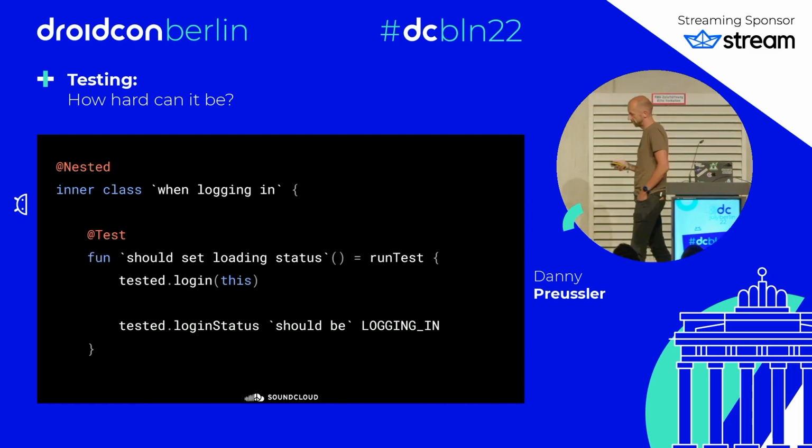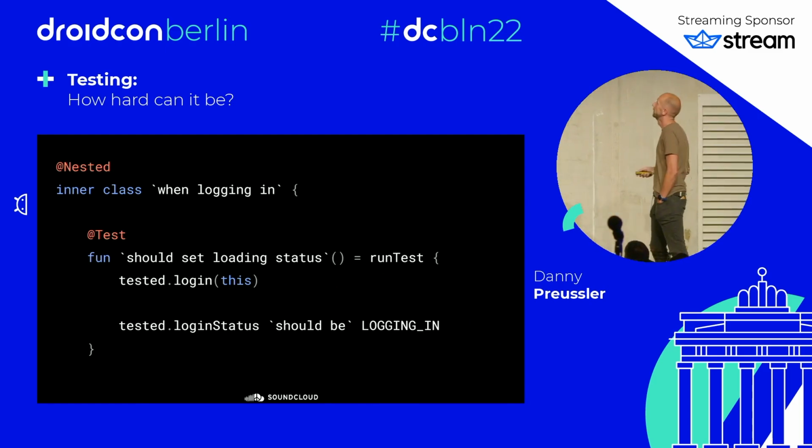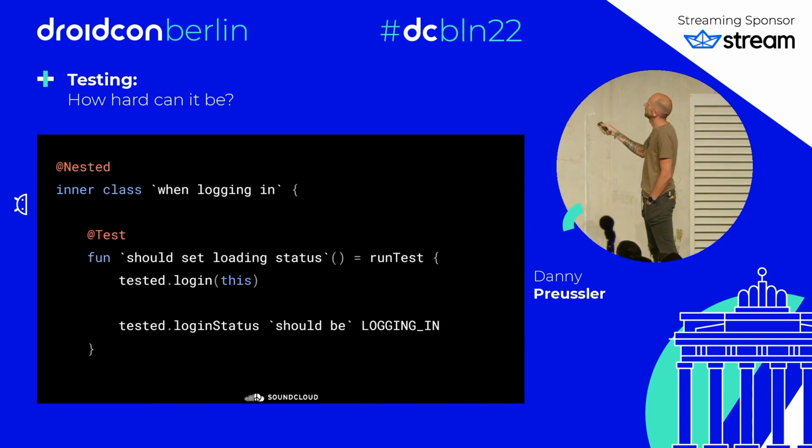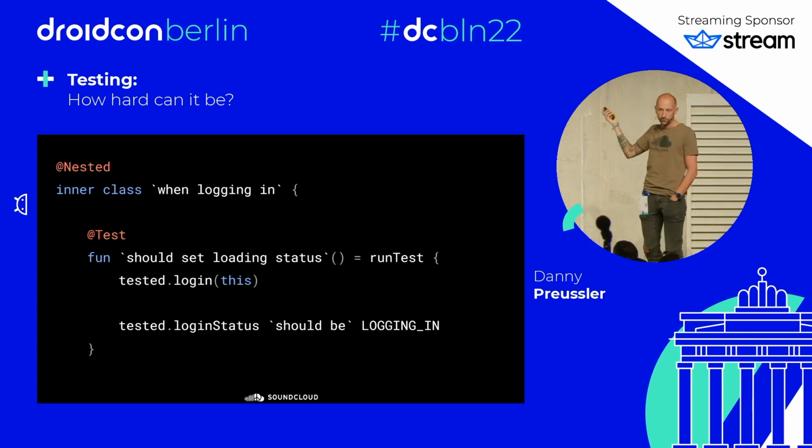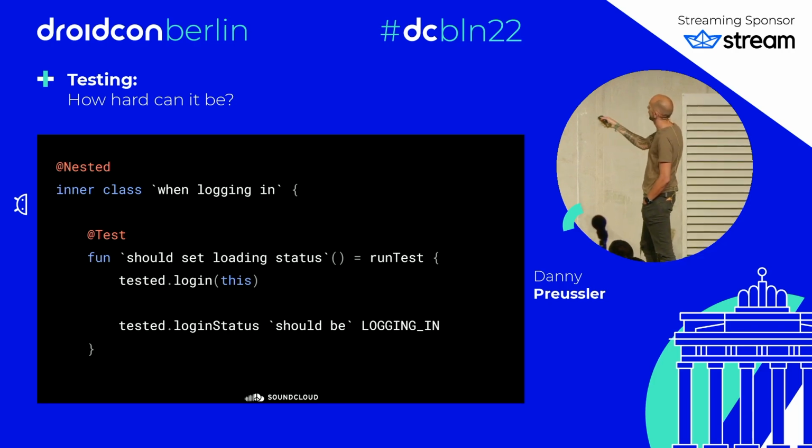So let's write a test. I'm using JUnit 5, in case you're wondering, because I like this nesting, so I can write a story. When logging in, it should set the loading status. So I'm calling the test login as a runTest. I hope you have been in the coroutine testing talk. That was amazing. And yeah, I'm in the logging in status, because I didn't do anything with the test scheduler here, so I call this method afterwards. I should be logging in.